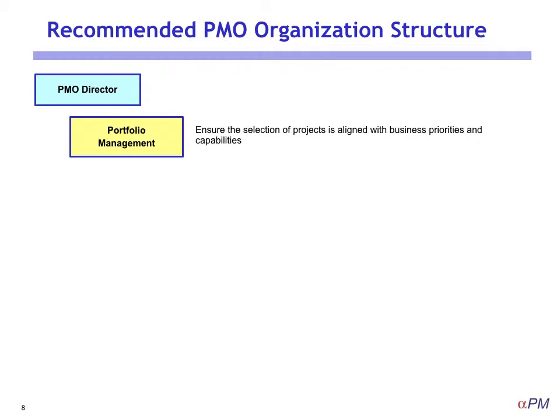So we have assigned, let's say, the PMO director, and one of the first roles we'll talk about then is the portfolio management role. This is the one that I said was not really covered by PMI, but I do think it's an important role within the PMO. And the role of this portfolio management is to help ensure the selection of projects and make sure they're aligned with business priorities and capabilities.